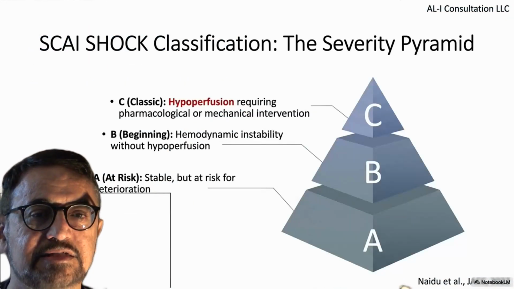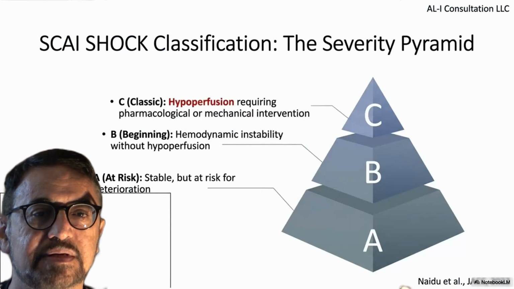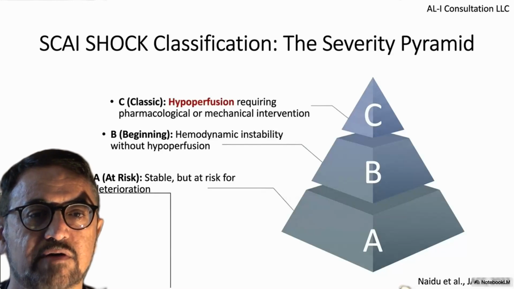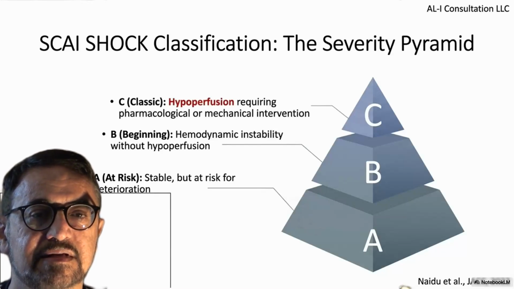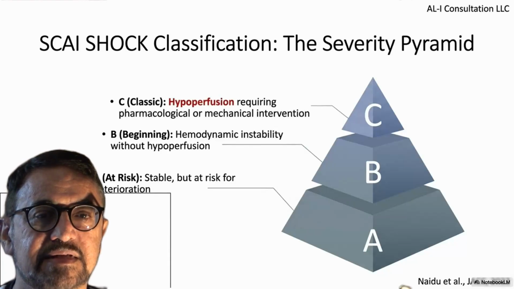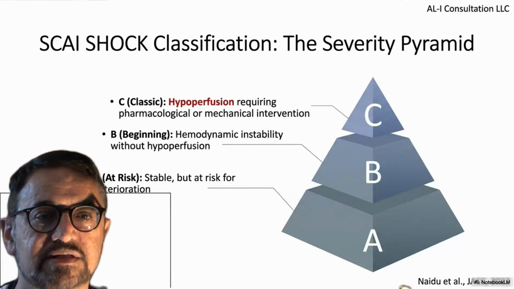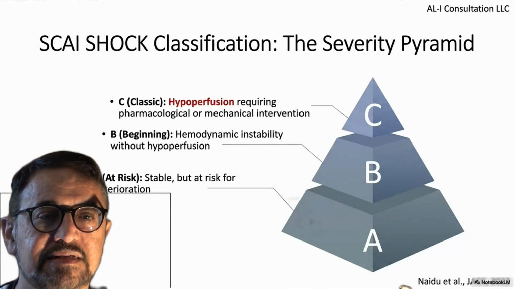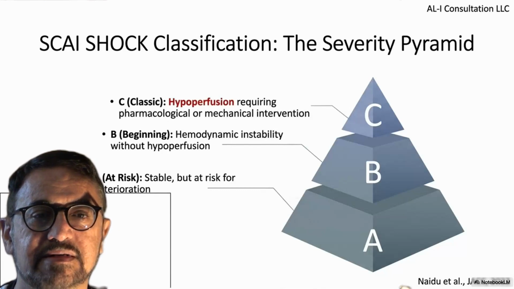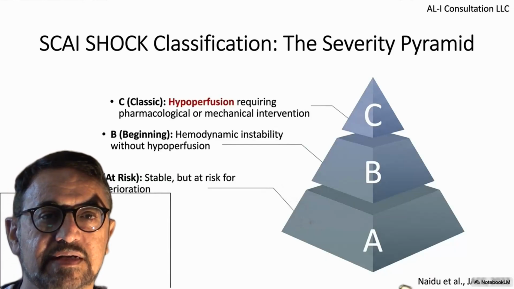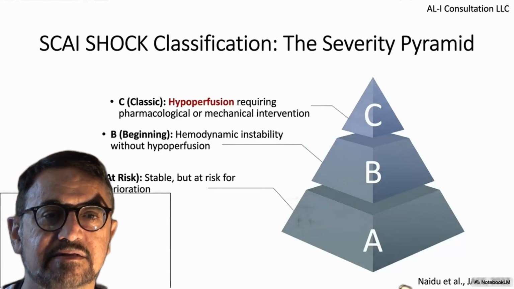The SCAI classification involves a severity pyramid. The lower portion of the SCAI pyramid helps us understand early shock. Stage A means the patient is still stable. Stage B means beginning of shock. The patient has hemodynamic instability, such as hypotension, but has not yet declared frank hypoperfusion. Stage C is classic cardiogenic shock, where hypoperfusion is now evident and the patient usually requires pharmacological or mechanical support.